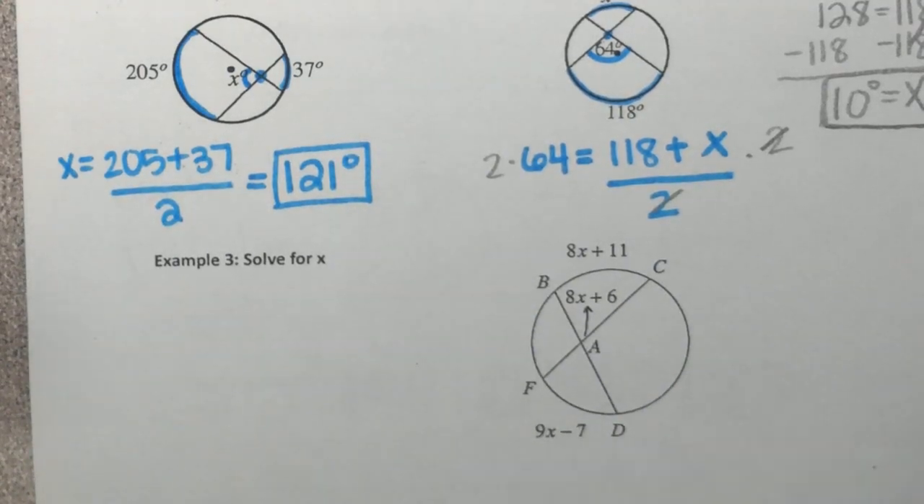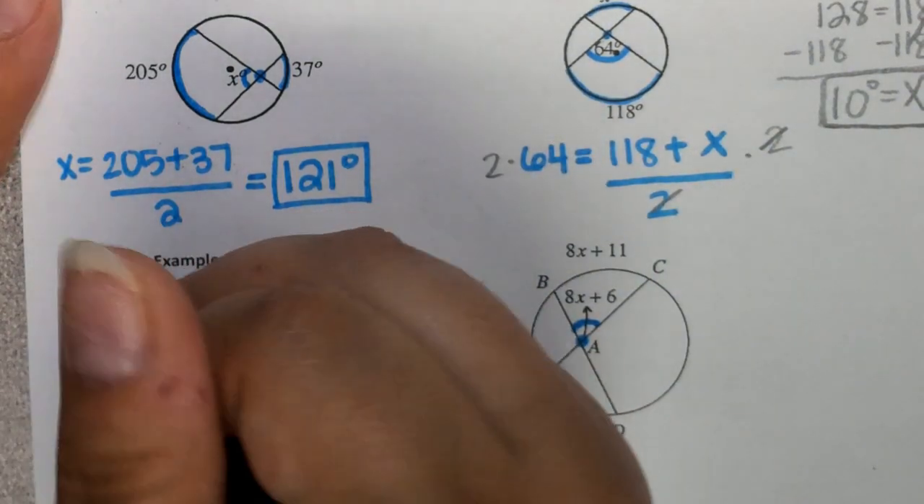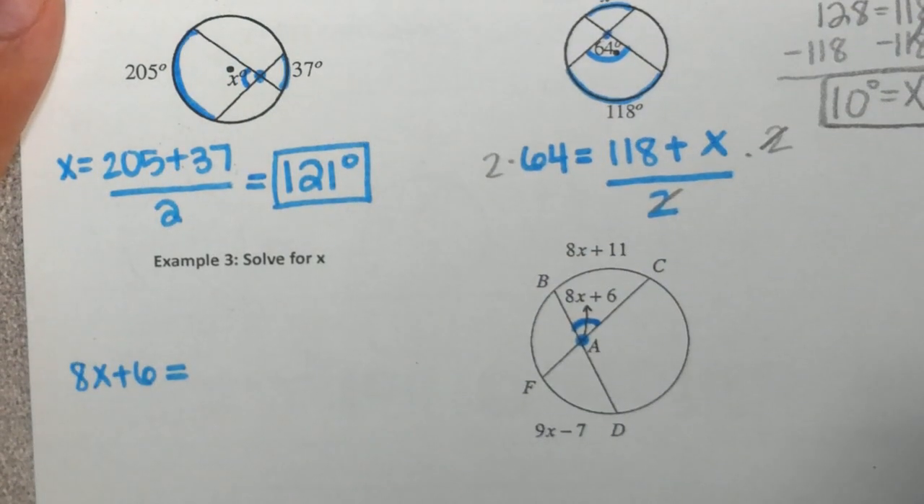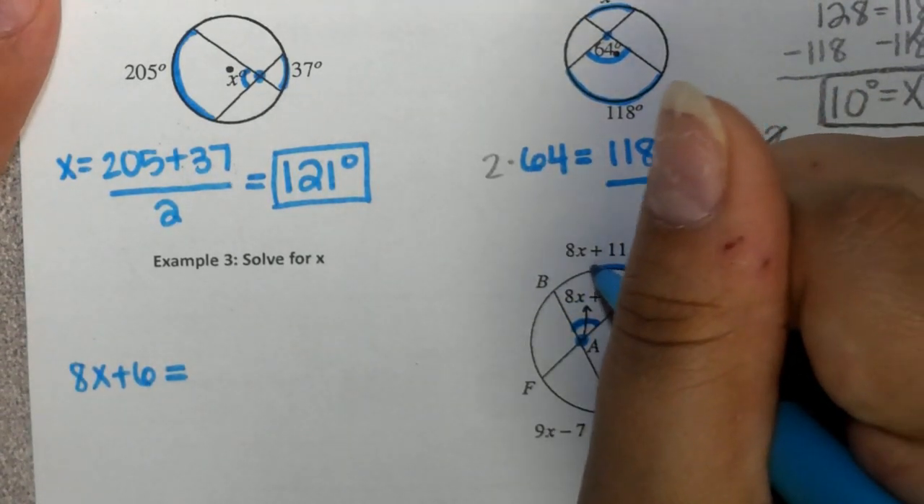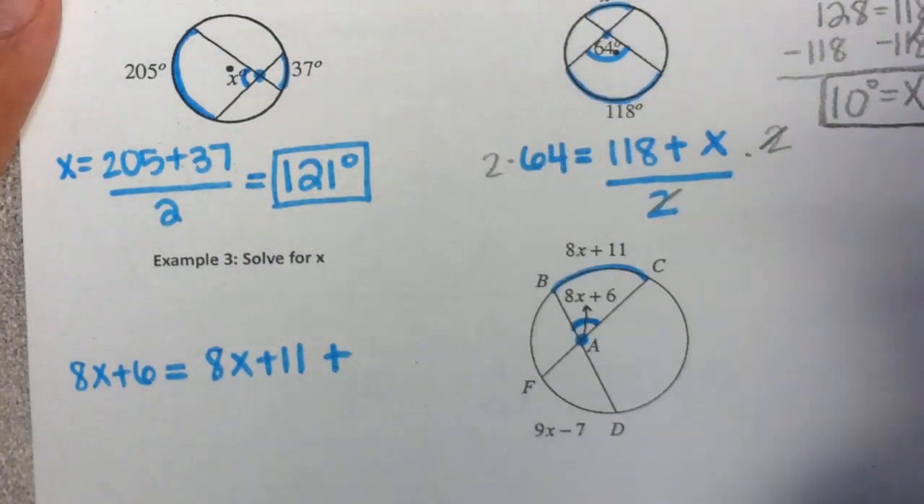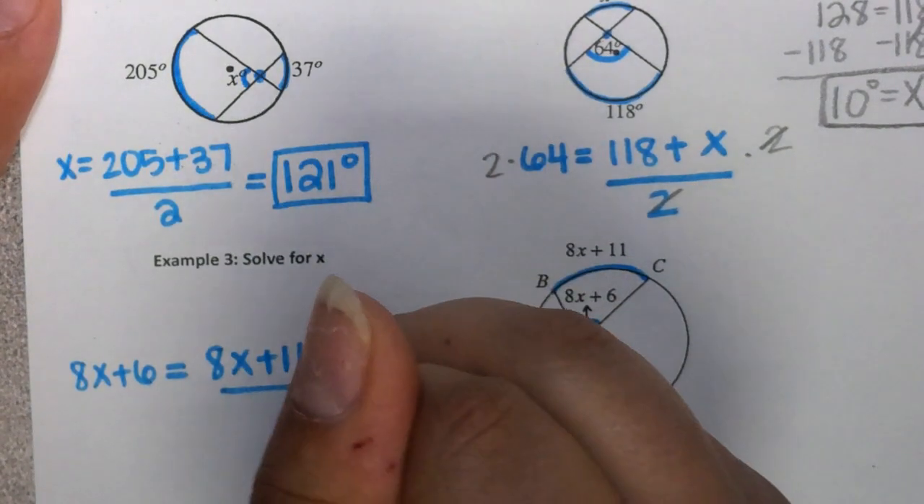Does it intersect inside or outside? What is my angle here? Equals, what's my big arc? I don't know. Does it matter though? No, because you're just adding, so it doesn't really matter. 8x plus 11 plus 9x minus 7 divided by 2.